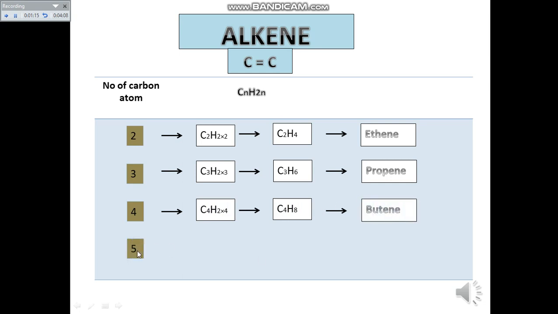For 5, apply n equals 5 in this formula, we get C5 H(2 into 5), that is C5 H10. This compound is called pentene. So ethene, propene, butene, pentene.